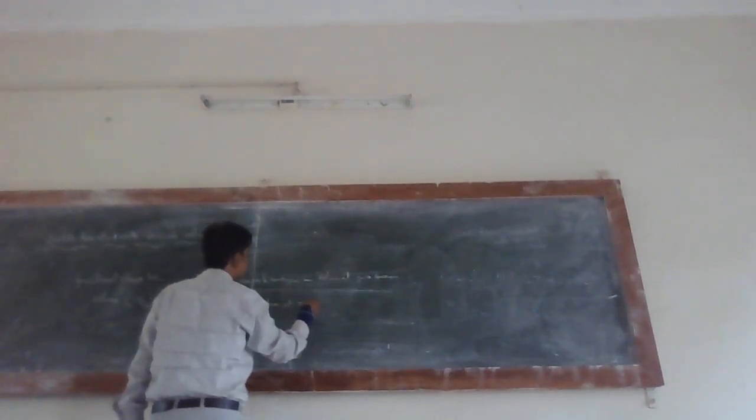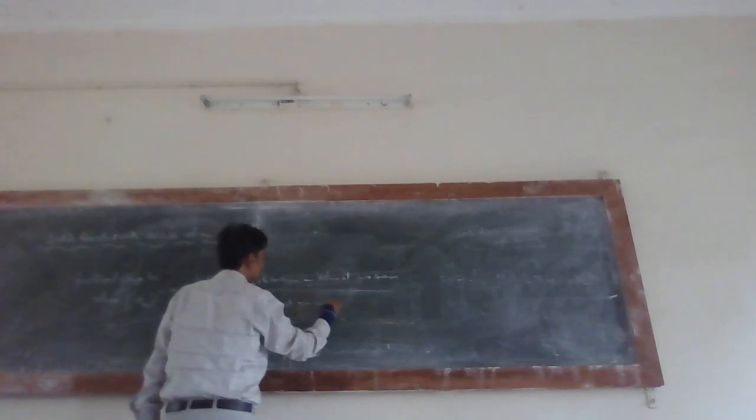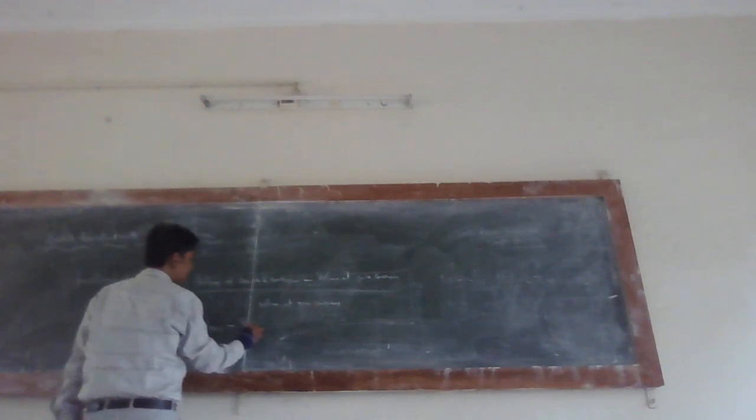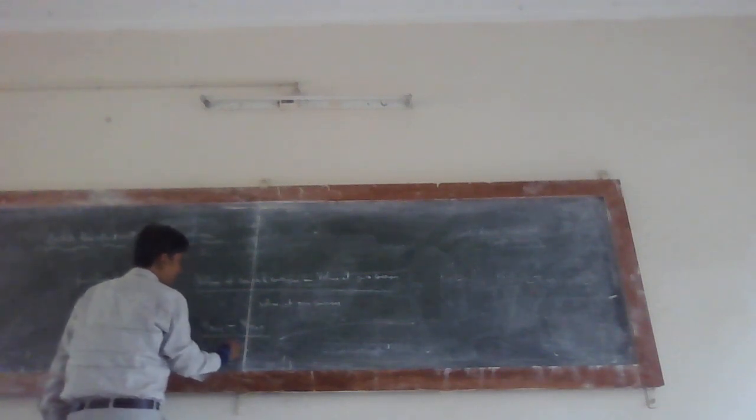Volume at zero conversion. Epsilon is equal to volume at x equal to 1 minus volume at x equal to 0, divided by volume at x equal to 0.